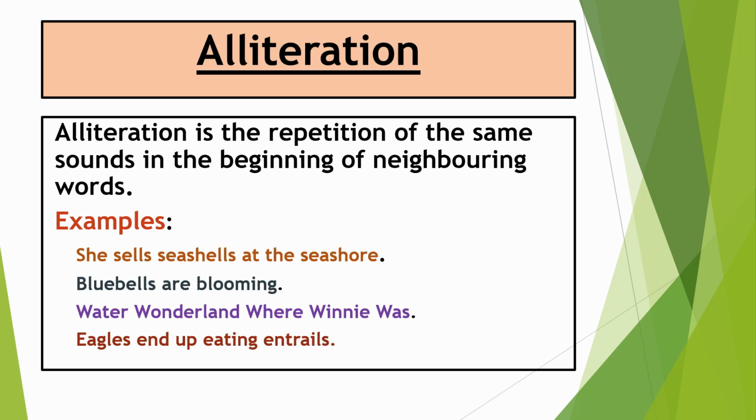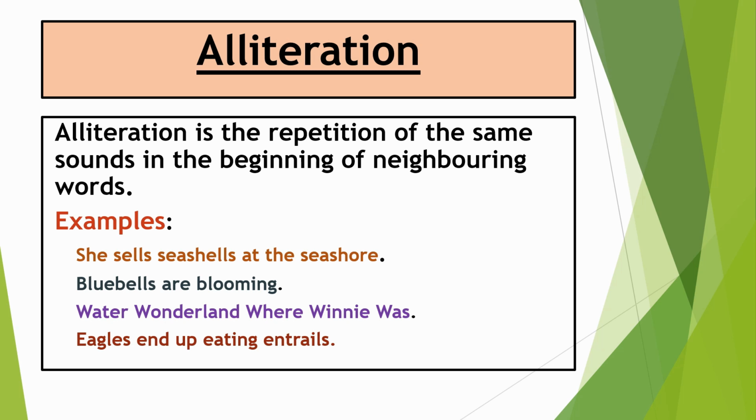Okay, now moving on to another important figure of speech, that is alliteration. Alliteration is the repetition of the same sounds in the beginning of neighboring words. It is really important to notice that alliteration is the repetition of sounds in the beginning of neighboring words. Why? Because there are other figures of speech in which sounds are repeated but not in the beginning of words. Those would be called assonance or consonance. But alliteration is the repetition of sounds in the beginning of neighboring words.